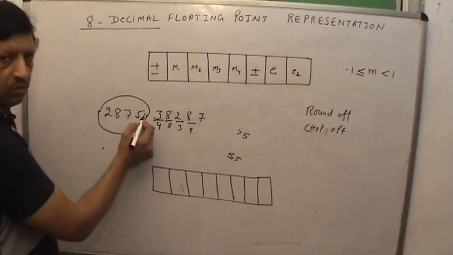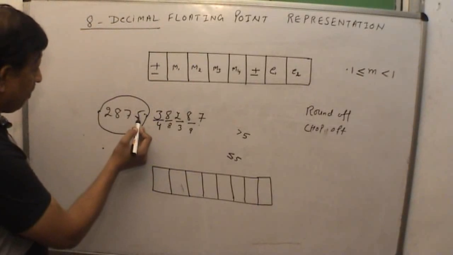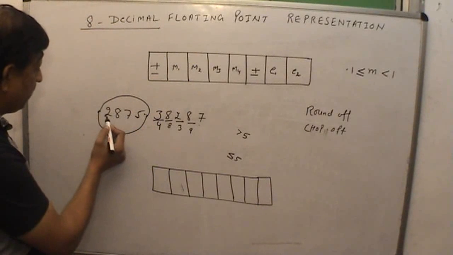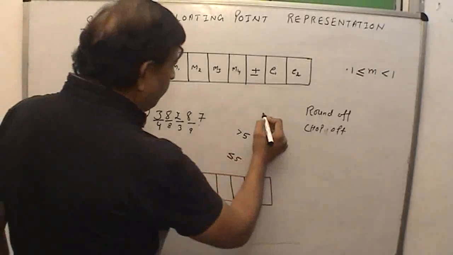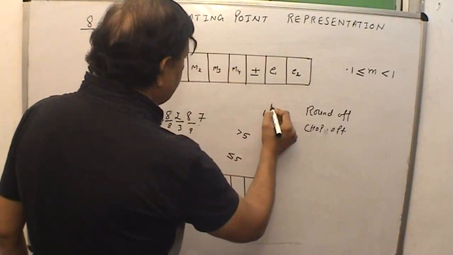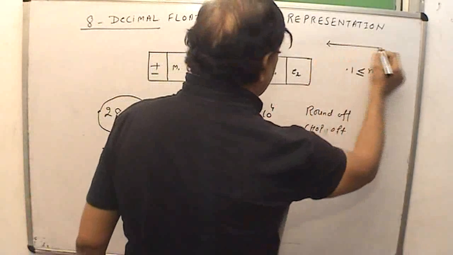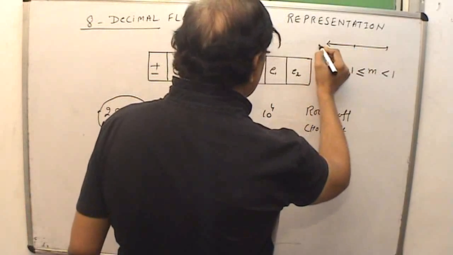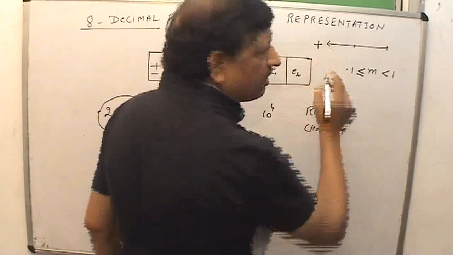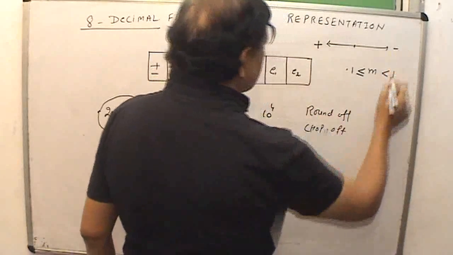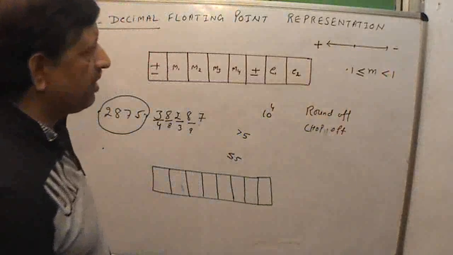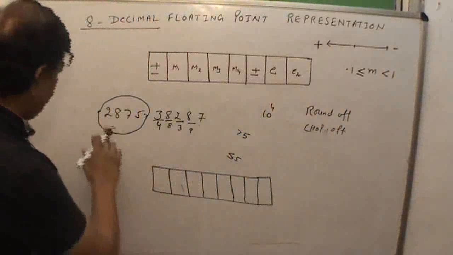Here was the decimal. We shifted the decimal 1, 2, 3 and 4 places on the left hand side. It means 10 raised to the power 4. Again I write, if we shift the decimal towards the left, it will give the positive exponent. If we move it towards the right hand, it will give the negative exponent.